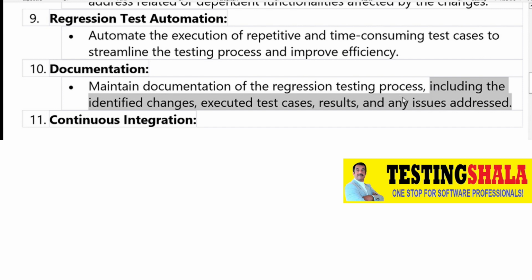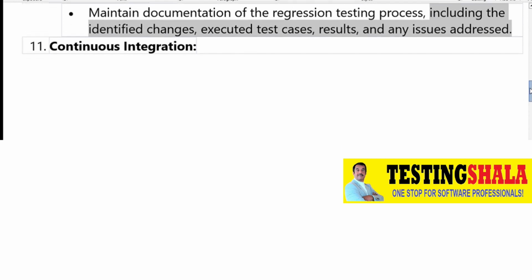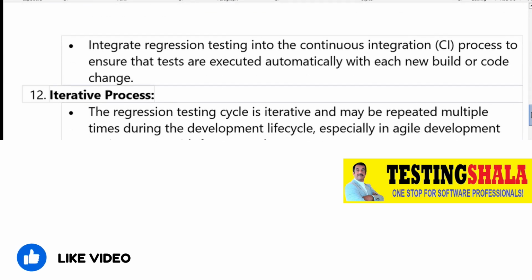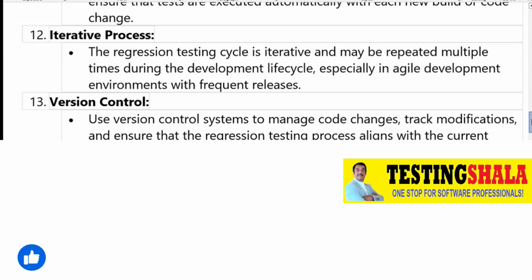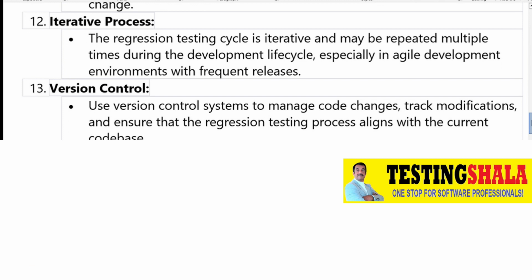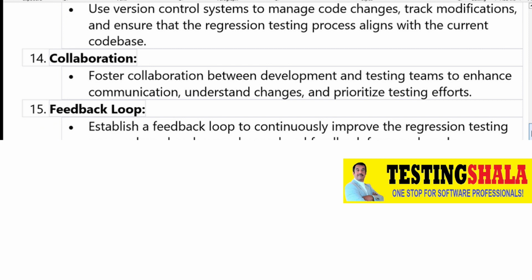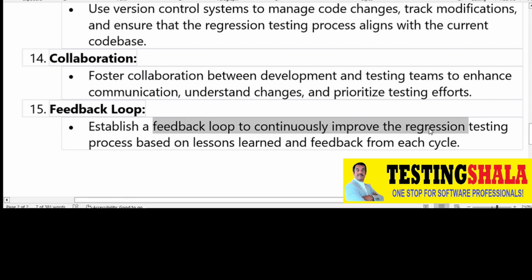We should look into continuous integration aspects as well as version control, by regularly following this regression testing cycle. We should also keep in mind that we should have a feedback loop in order to improve our regression testing processes, so that by adopting the lessons learned from feedback, we can optimize or enhance our regression testing cycles.